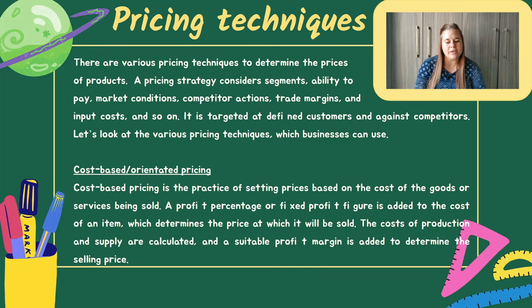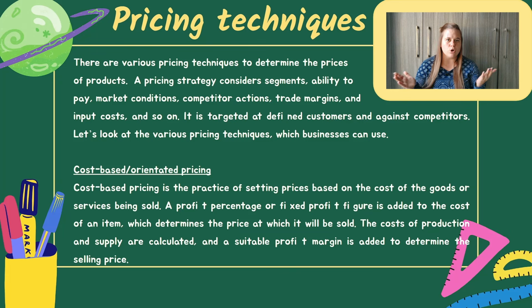Cost-based oriented pricing. This is a practice of setting prices based on the cost of the good or service being sold. A profit percentage or fixed profit figure is added to the cost of an item, which determines the price at which it will be sold. The cost of production and supply are calculated, and the suitable profit margins are added to determine the selling price.